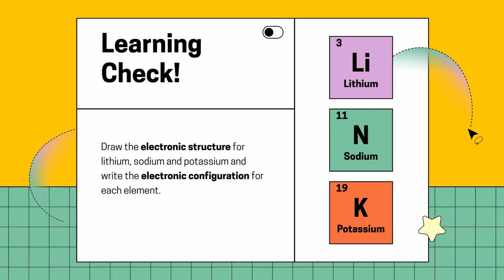Now there's a learning check for you. Please draw the electronic structure for lithium, sodium and potassium and write the electronic configuration for each element. On the right hand side, you can see lithium, sodium and potassium with their atomic numbers written on the top side.